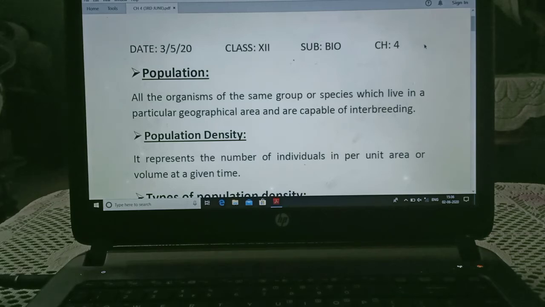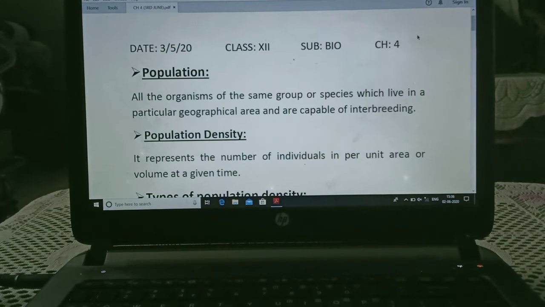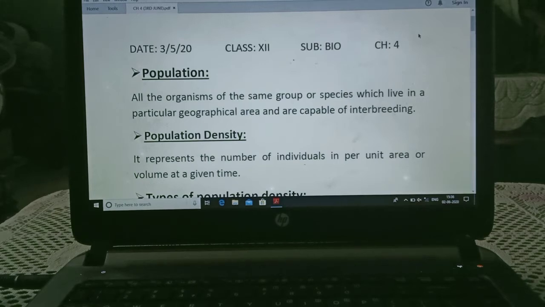Today we are starting our new chapter, that is chapter number 4, reproductive health. Our first topic is population. All the organisms of the same group or species which live in a particular geographical area and those who are capable of interbreeding, they come under the category of population.